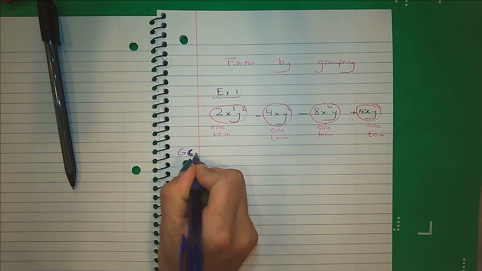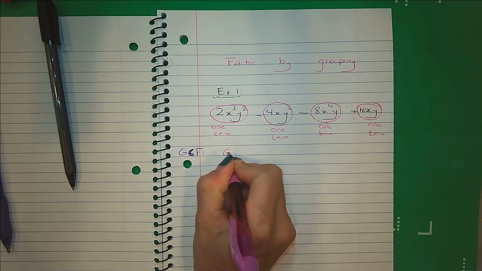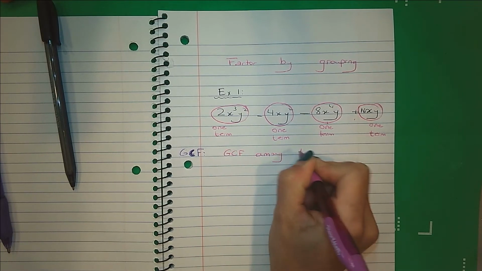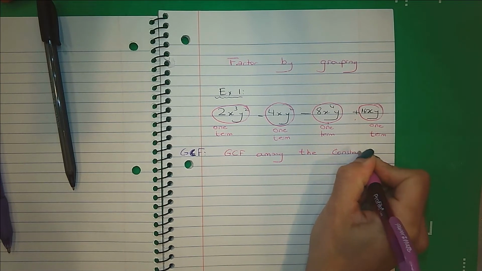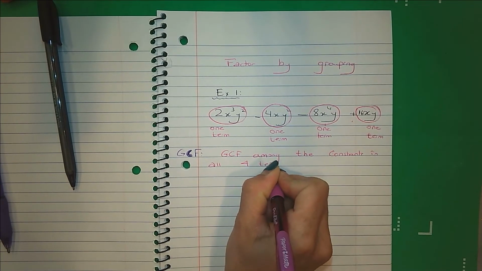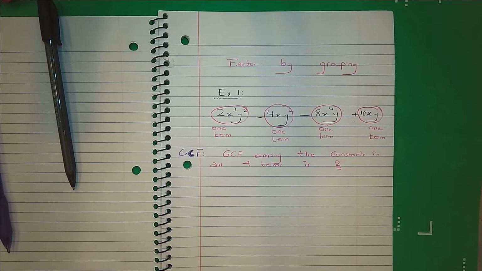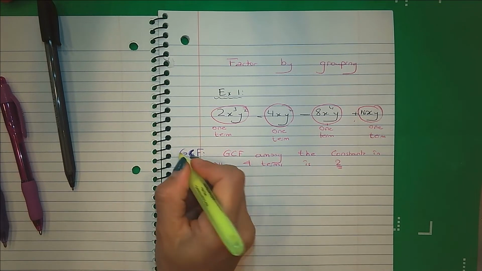Correct. So I'm gonna pause always for a few seconds so that I give you time to answer the question. So the greatest common factor among the constants in all 4 terms is 2. So this is the first thing that I know for sure, that I have the greatest common factor.